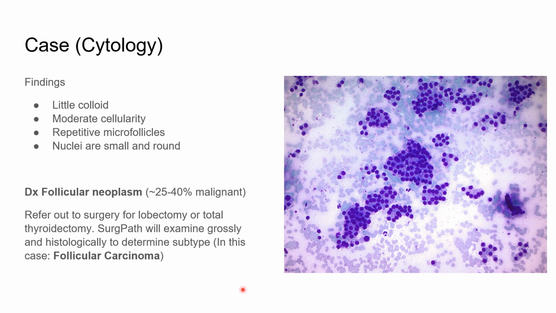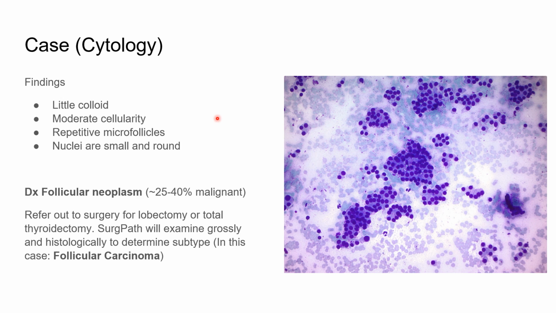So at this point, the cytologist gets the sample, or the sample is sent by radiology, and the cytologist looks at it under the microscope. In this particular case, there is very little colloid. There is moderate cellularity as well. And if you look, you have these repetitive microfollicles here, just scattered throughout. If you look closely, the nuclei are small and round. We don't have really irregular or irregularly sized nuclei. They are right what they are.